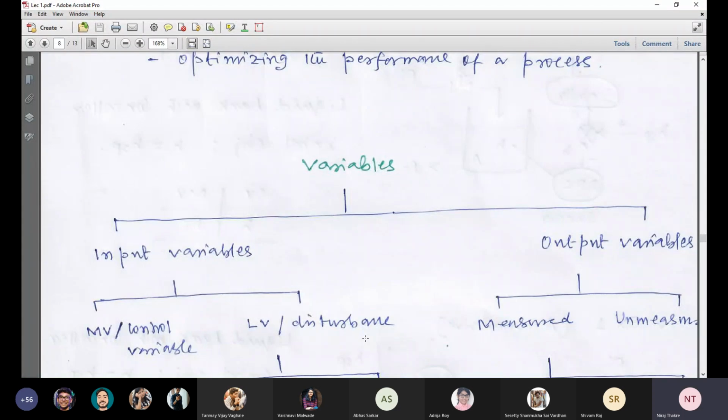I repeat, input variables are classified into two categories. One is manipulated variable or MV. It is also called as control variable. And second one is LV, means load variable or disturbance variable, or simply disturbance.